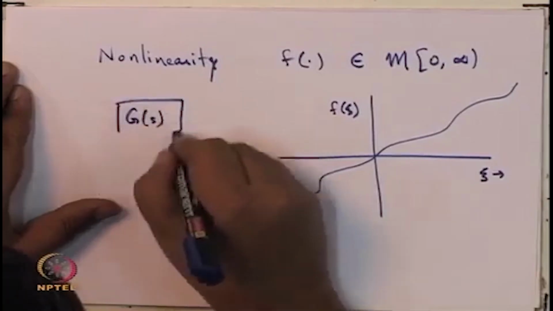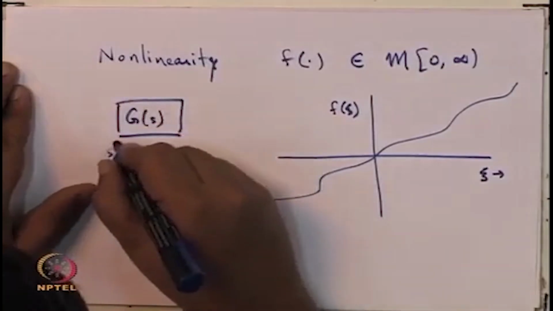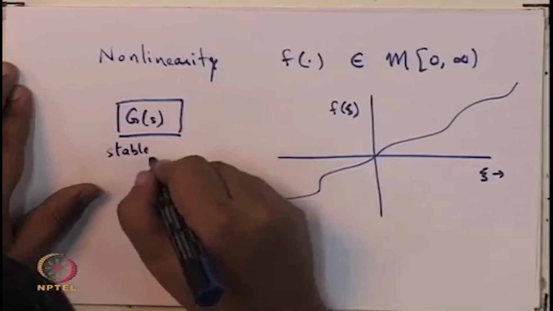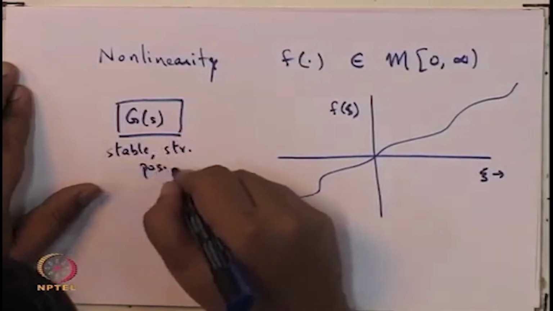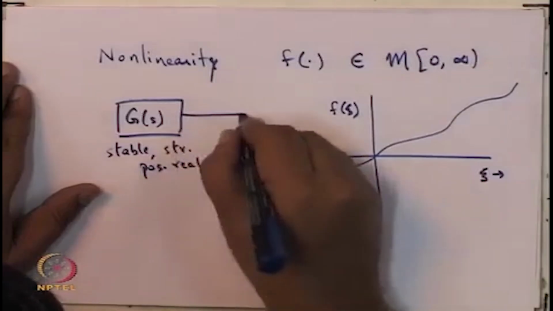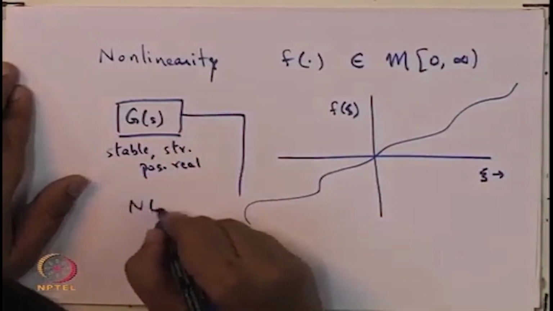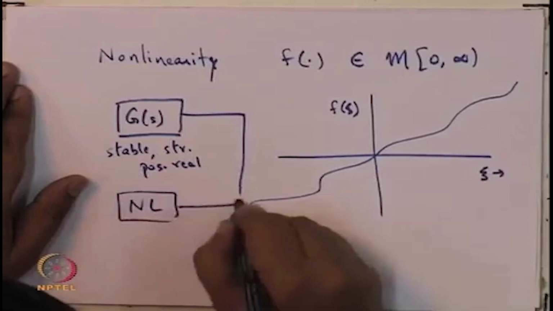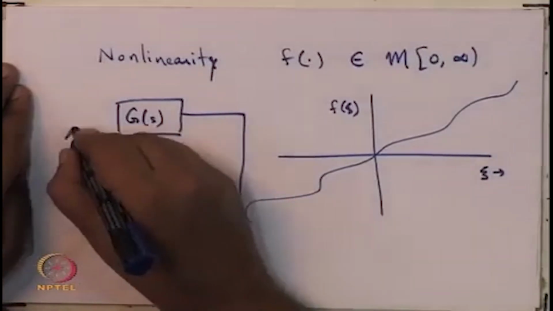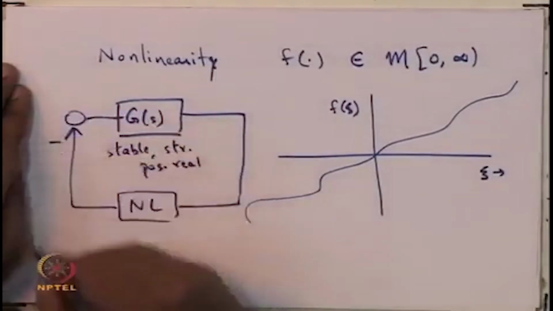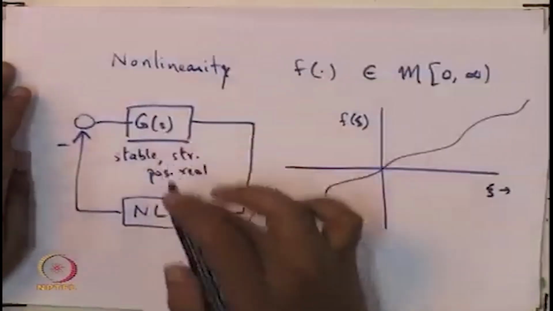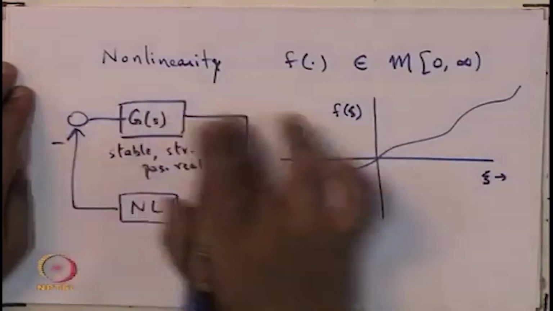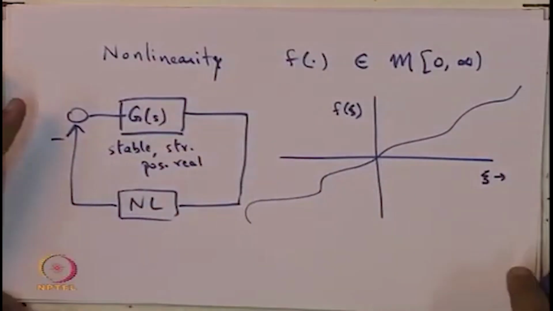S which is stable and strictly positive real, then this feedback connection of the strictly positive real stable plant with the nonlinearity results in something which is asymptotically stable.